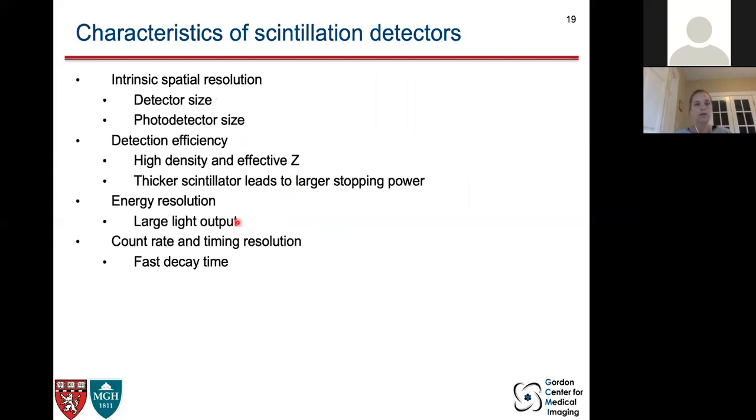And we also mentioned that for good energy resolution, we need a large light output, meaning a large number of optical photons generated for a given gamma energy. And to have good count rate performance, meaning small dead time, and also good timing resolution, I will talk more about why this is important later. For these properties, we need a fast decay time, meaning that the emission of the optical photons happens with a short delay from the time of gamma interaction.